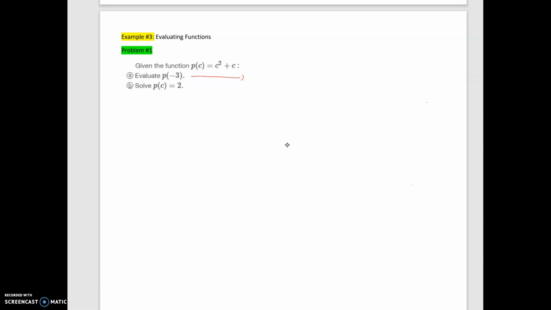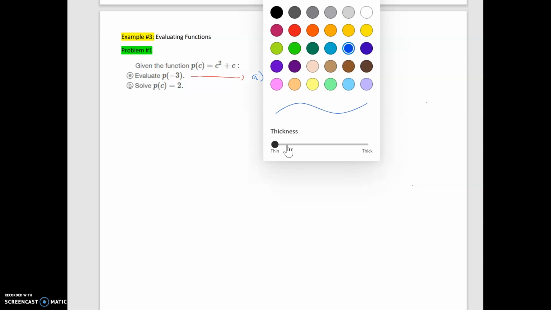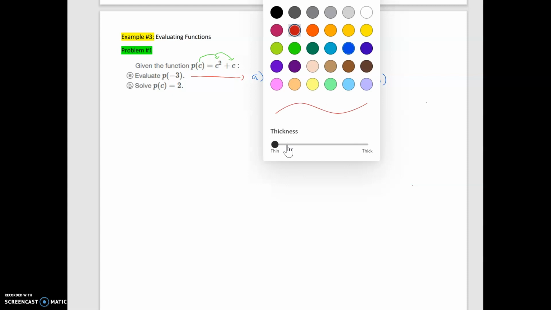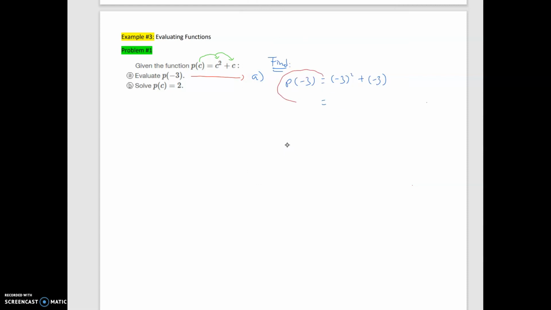For problem A, we're given a function, and they want us to find p of -3. Whatever value you're given for the c, it's going to be plugged in, and then we simplify the right-hand side. So p of -3 represents -3 squared plus the value of -3. After the function evaluation, we do leave the p on the left-hand side.